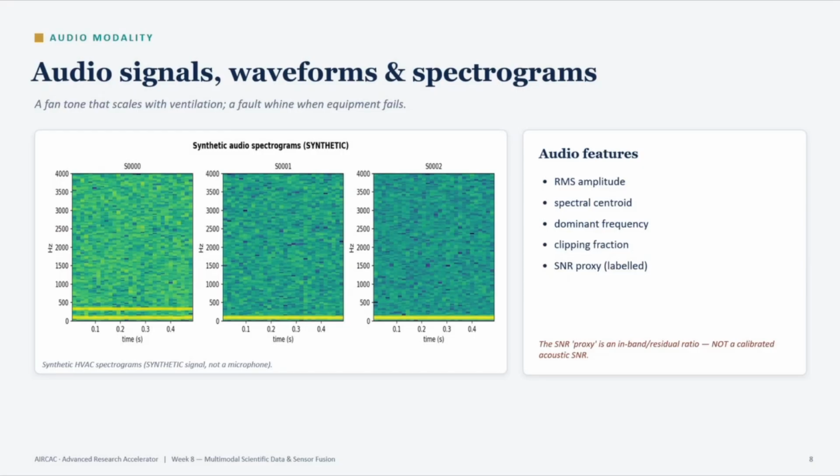The second modality is audio, where we generate synthetic HVAC signals. For example, the fan frequency can change with the ventilation, and an equipment fault can introduce another frequency component. So here we are studying the frequency of the vibration produced by the ventilation. If the ventilation has faults, it will generate other sound. Other sound means other frequencies.